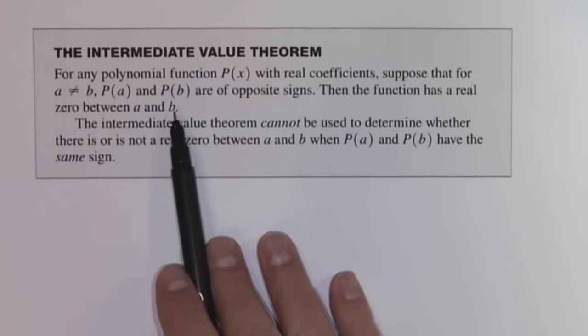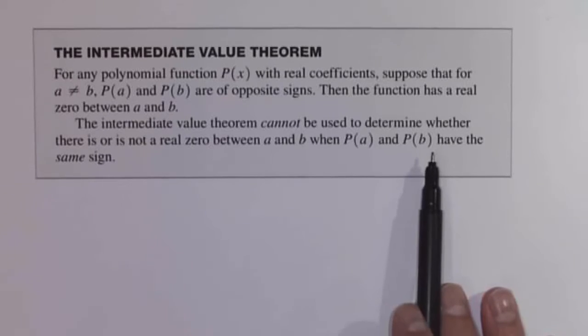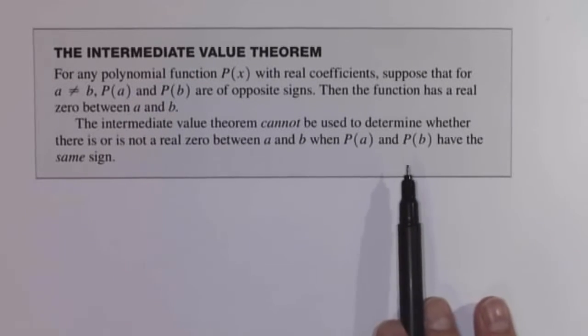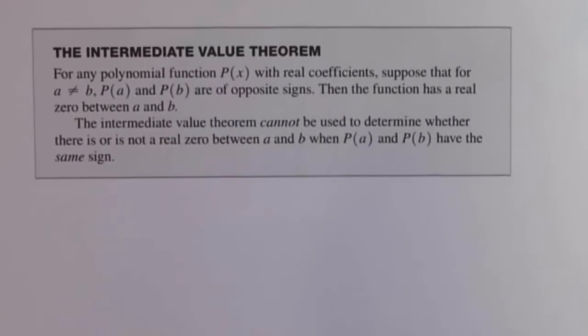But if p of a and p of b have the same sign, if they're both positive or both negative, then we can't really tell if there's a zero between the values of a and b or not. So let's look at an example to illustrate this intermediate value theorem.